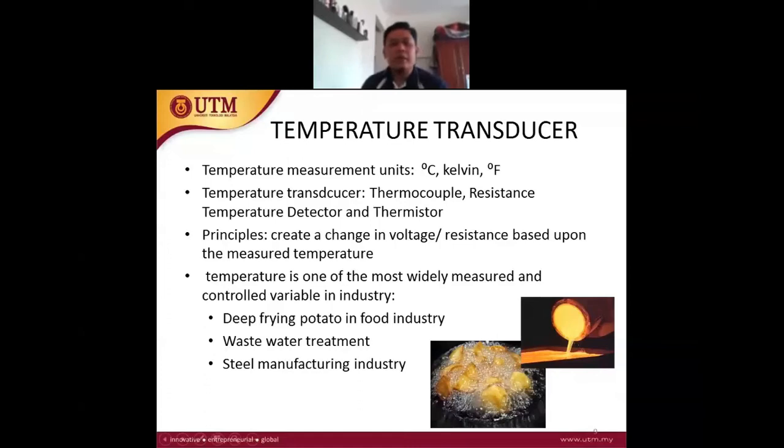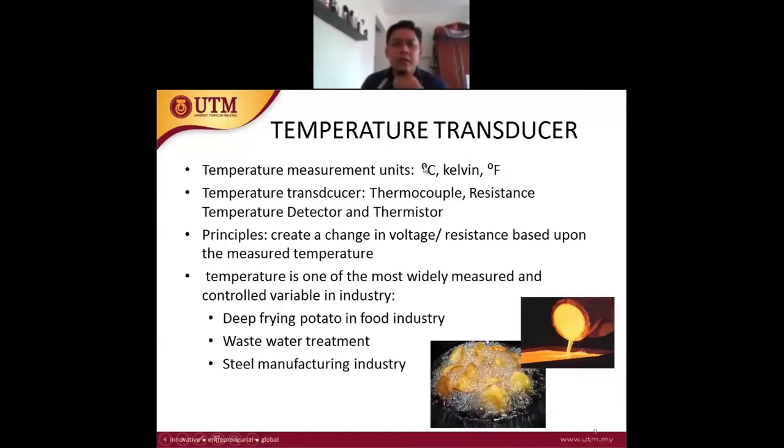So usually the measuring unit of temperature is in degrees Celsius, or in a few countries like the US, they are measuring the temperature using degrees Fahrenheit. So you need to use some conversion to measure in degrees Fahrenheit. But in most of the world, we are adopting the international unit, the International Standard Unit, or SI unit.